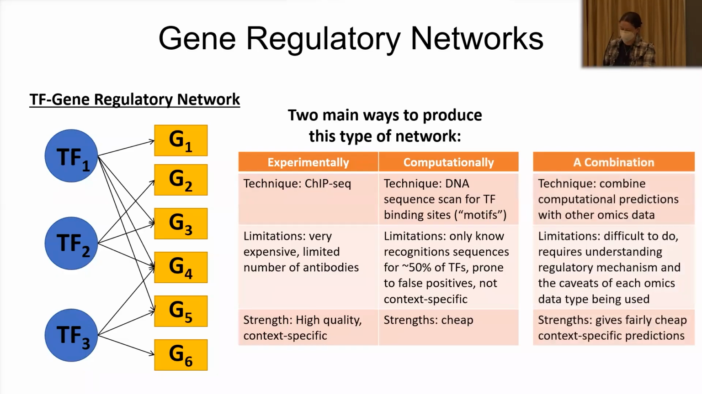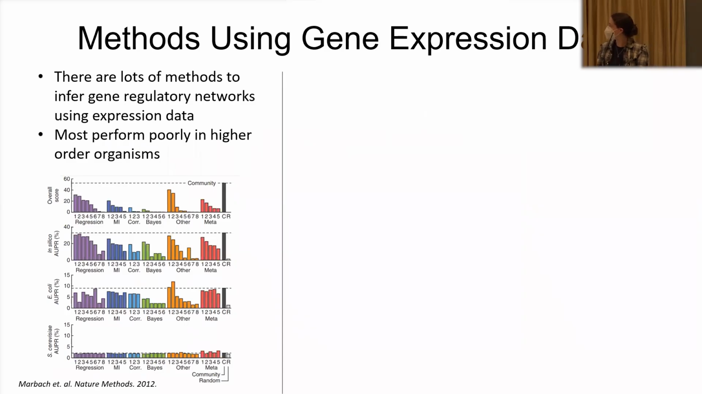So what's actually happened for gene regulatory networks is we've had a combination. We want to take something like experimental data and combine it with computational predictions. So I'm going to touch on 2 of those, and then we'll go on to our second subtopic. First, methods that use gene expression data.